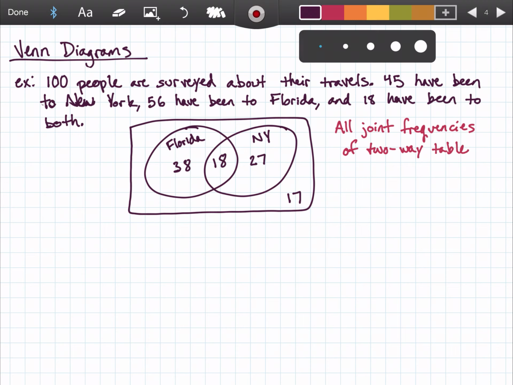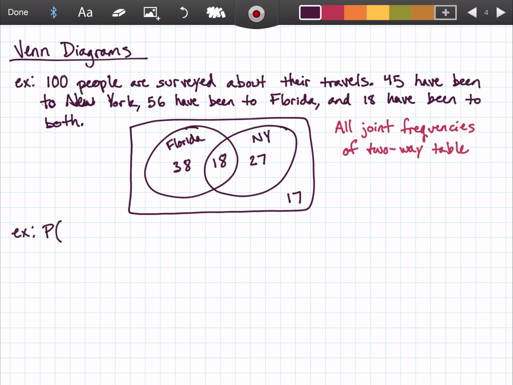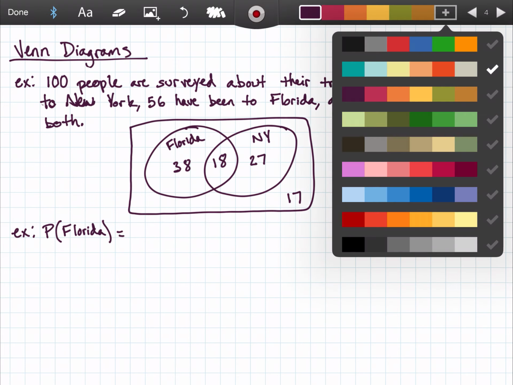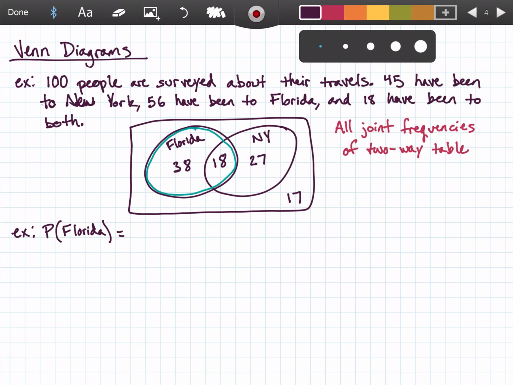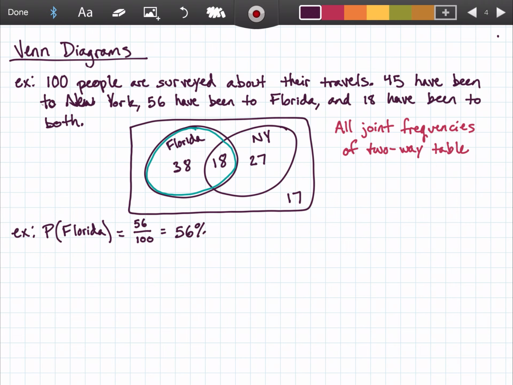So let's do some probability examples. Let's start with the probability that someone has been to Florida. Well, the entire Florida bubble is right here. So I can just add the 38 plus the 18. I know 100 people were surveyed, and I can also just look at the information. That's 56. I'm going to make it a percent because it's already out of 100, and that's just easier.